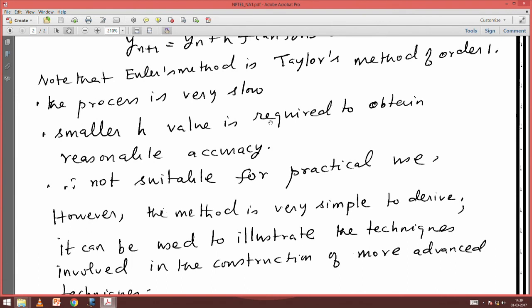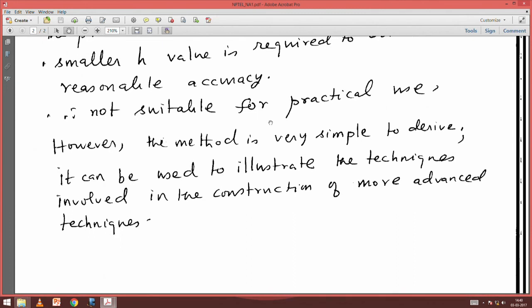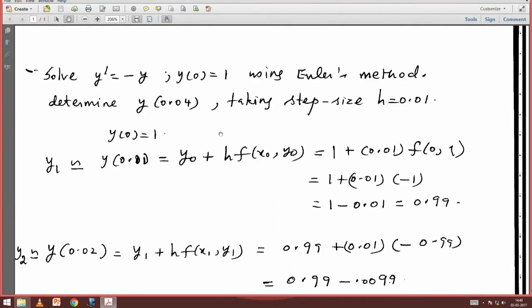However, the method is a very simple method to derive, number one, and secondly, it can be used to illustrate the techniques that are involved in the construction of more detailed methods, which we consider later on. We shall now illustrate Euler's method by means of some examples.